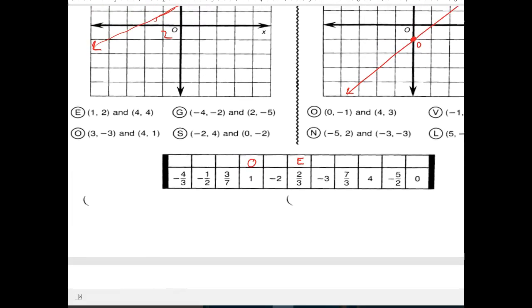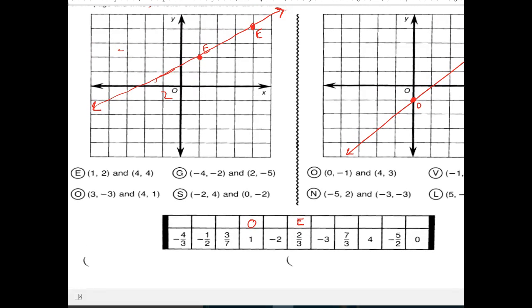Let's do S. S is -2, 4, so move left 2 times, and up 4, 1, 2, 3, 4. Put an S there. And then 0, -2. So move left or right 0 times, and then move down twice. Put an S right there. And then draw a straight line right through this. I'll draw it in blue so you don't confuse the lines. Using your straight edge all the way through, putting arrows on the end of either line.